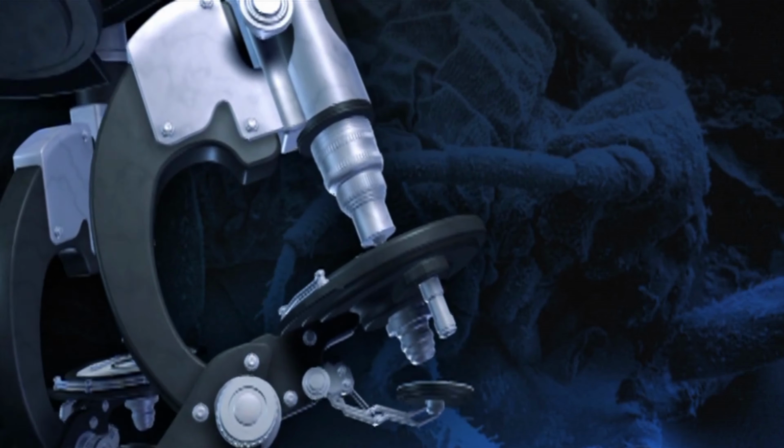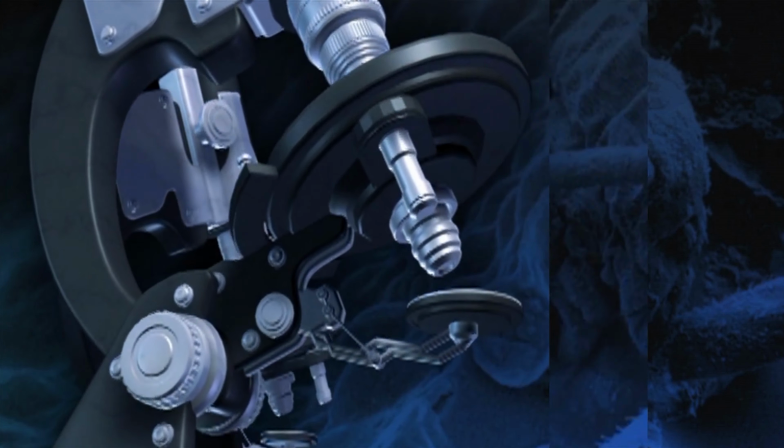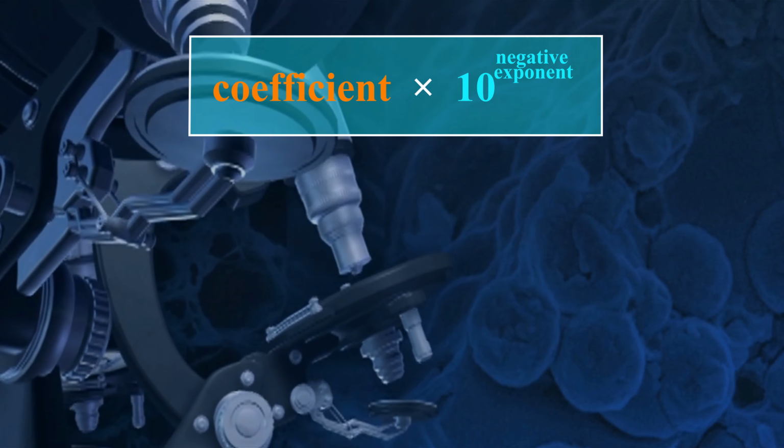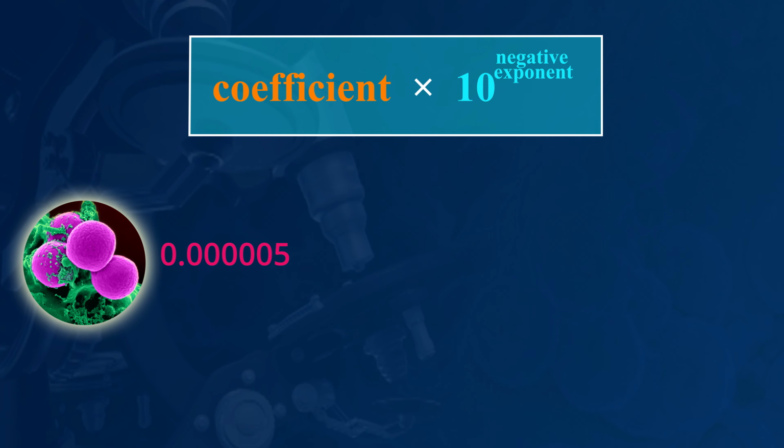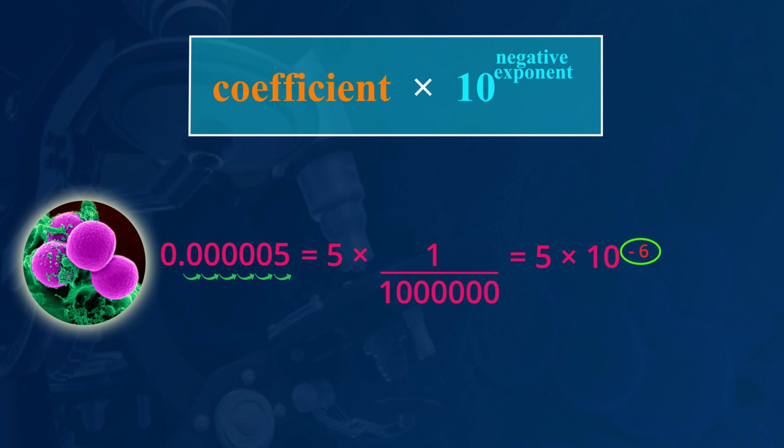Scientists also use very small numbers, such as the size of bacteria. Here is the size of one bacterium. It's 5 millionths of a metre, or 5 multiplied by 1 millionth. To convert this very small number to scientific notation, we do the same as with large numbers, except that the exponent is written as a negative number, like this. It's 5 times 10 to the exponent of -6.